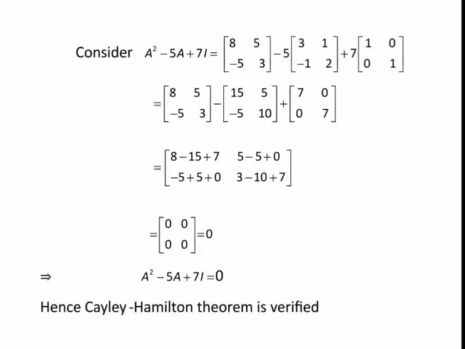Let us consider A square minus 5A plus 7I, which is A square as it is minus 5A plus 7I. After simplification, you will get a null matrix. So this implies A square minus 5A plus 7I is equals to O. Hence, Cayley-Hamilton theorem is verified.